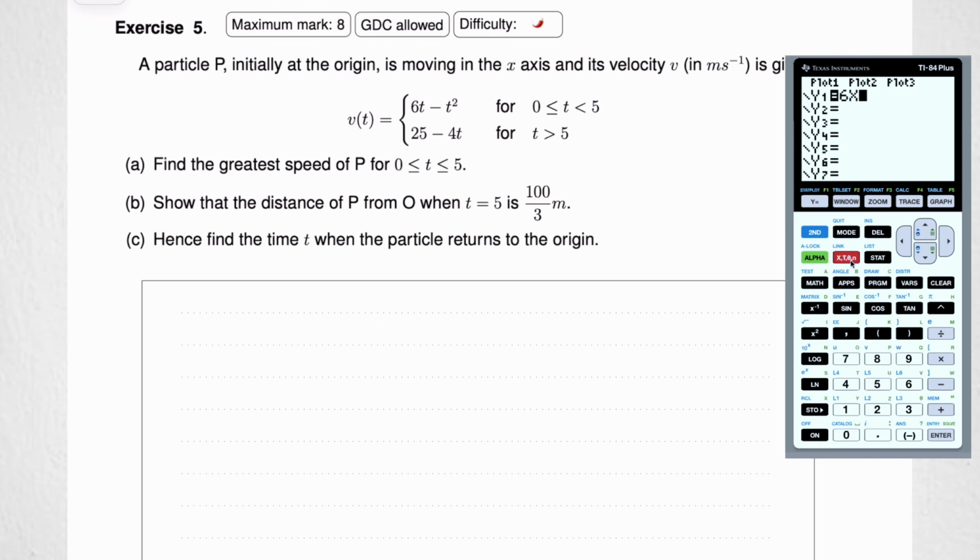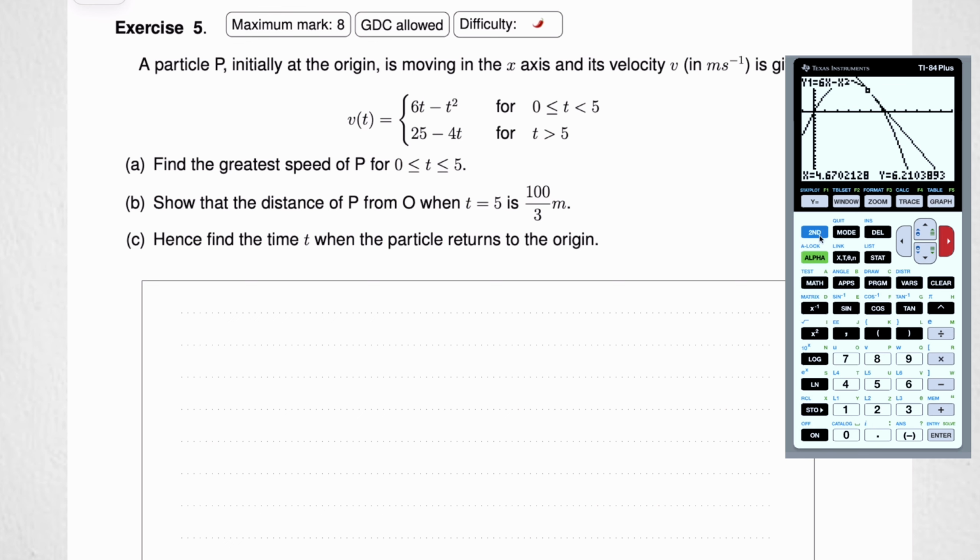We're going to input these two pieces, so 6x, which by the way, x represents t, minus t squared. And then we have 25 minus 4 times x. For our window, we can use -1 and let's say 12. And for y, we can go as low as -20 all the way up to, let's say, 10. And when you trace these, you get these two graphs.